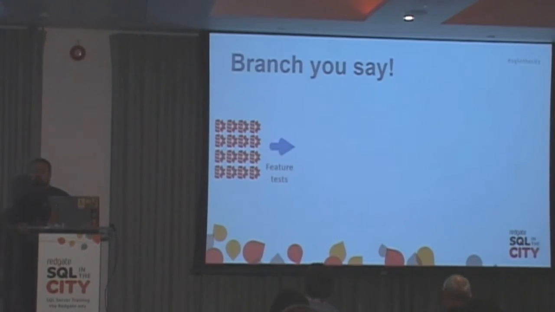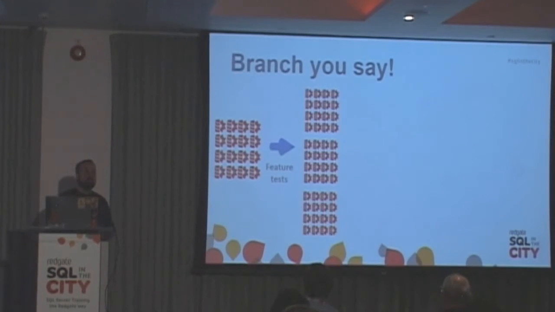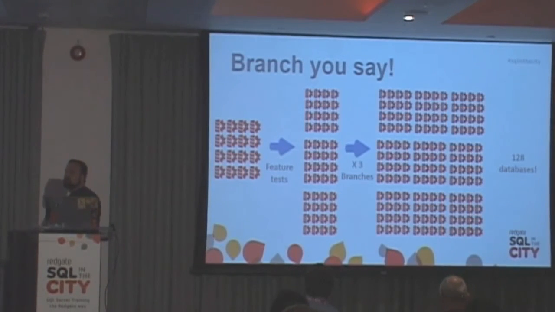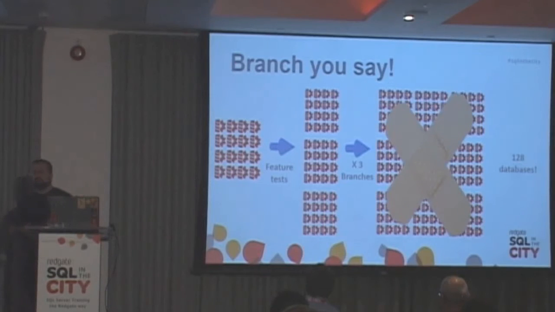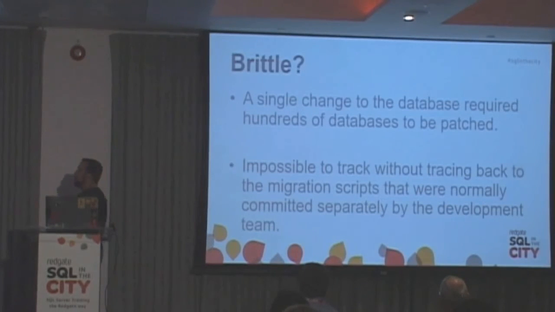So we took some feature tests, and then we expanded out into the databases for regression, and then we layered in the branches, and we ended up with 128 databases just to execute a set of regression tests. And then we patched them all. And it's kind of like, wow, okay. So a single change to any line of the code or any database now required hundreds of databases to be restored and patched. And we had absolutely no idea what was going on across them all.